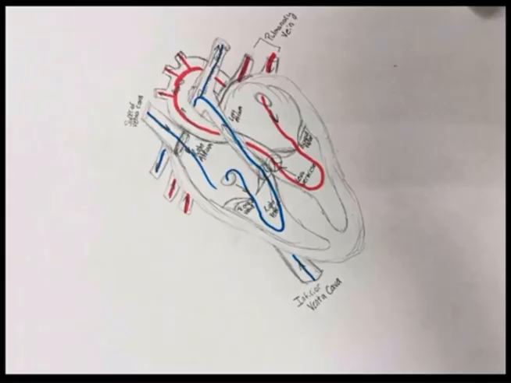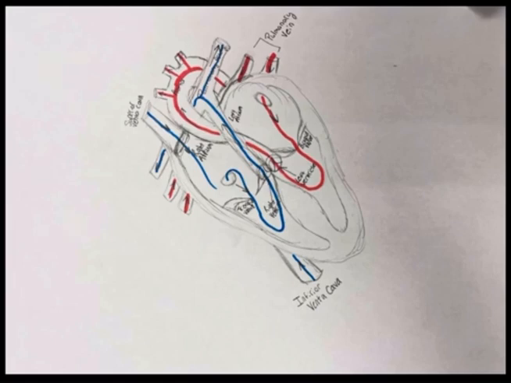The pathway of blood through the heart includes several key structures. Deoxygenated blood that is low in oxygen returns to the heart through two large veins, the superior vena cava, which carries blood from the upper body, and the inferior vena cava, which carries blood from the lower body. This deoxygenated blood enters the right atrium.